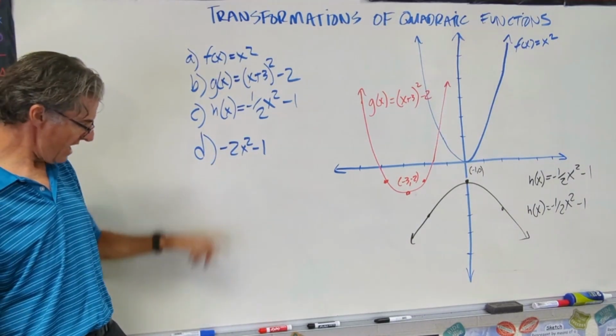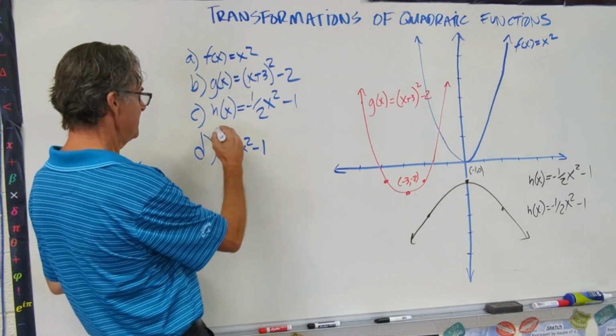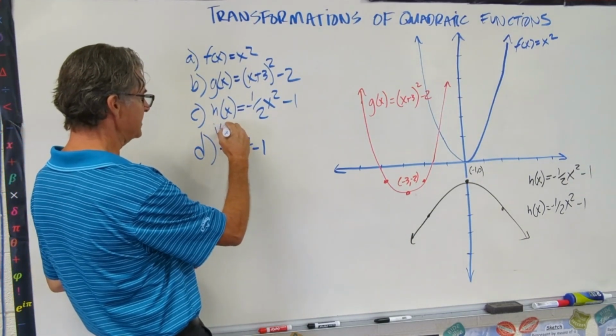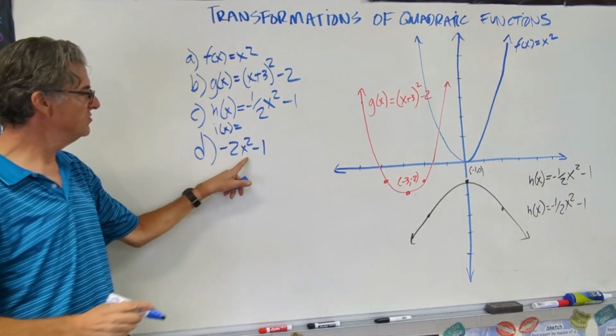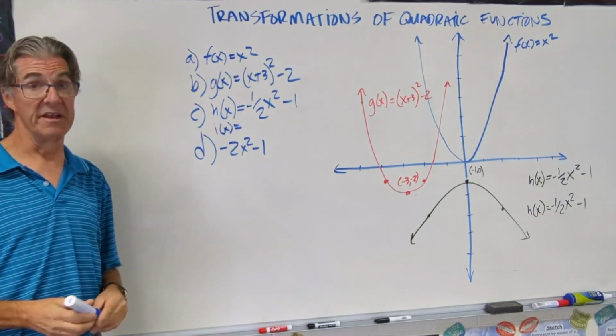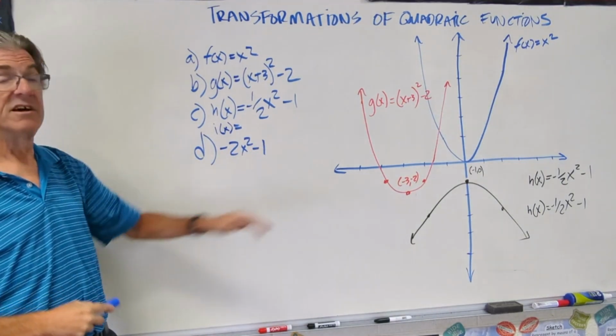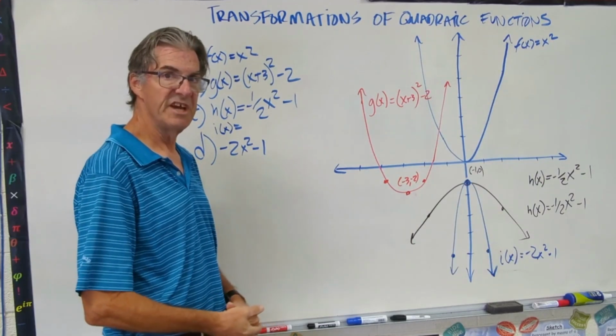I didn't make an i of x there. So let's do, this is i of x equals negative 2x squared minus 1. Go ahead and put that on your graph. Okay, let's see how you did.